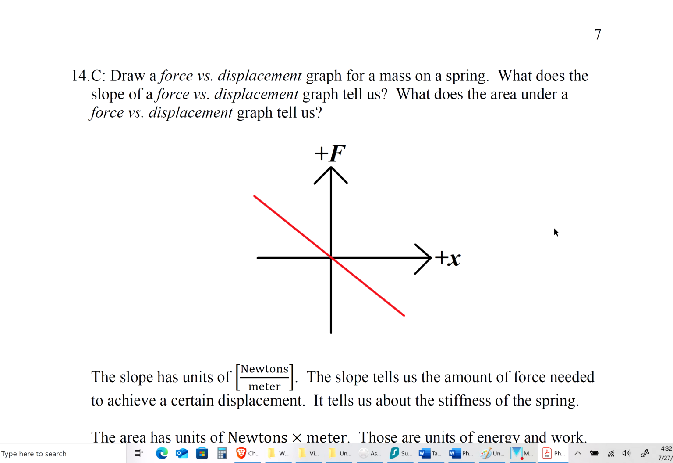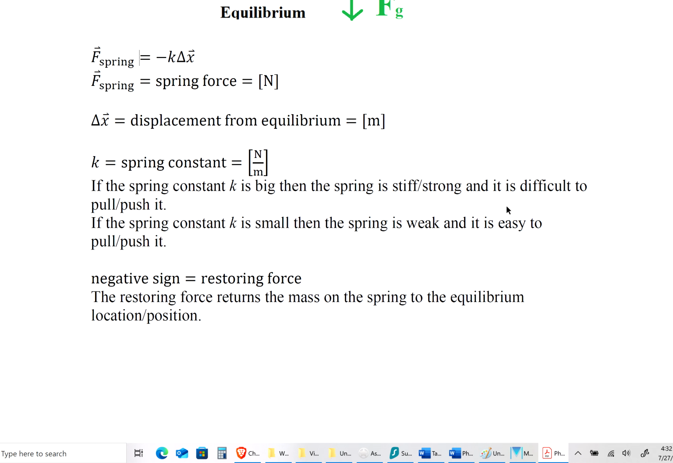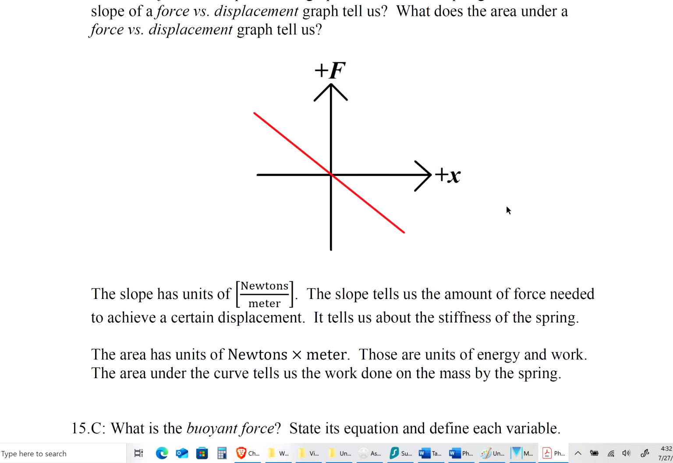Question 14. Draw a force versus displacement graph for a mass on a spring. What does the slope of a force versus displacement graph tell us? What does the area under a force versus displacement graph tell us? So look at this equation: F equals minus k delta x. Let's graph this. Delta x is on the horizontal, force of the spring is on the vertical. The slope has units of newtons per meter. The slope tells us the amount of force needed to achieve a certain displacement. It tells us about the stiffness of the spring.